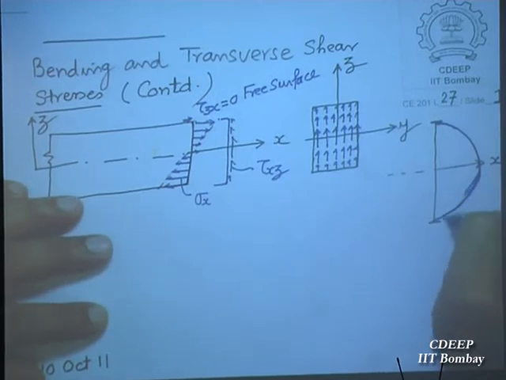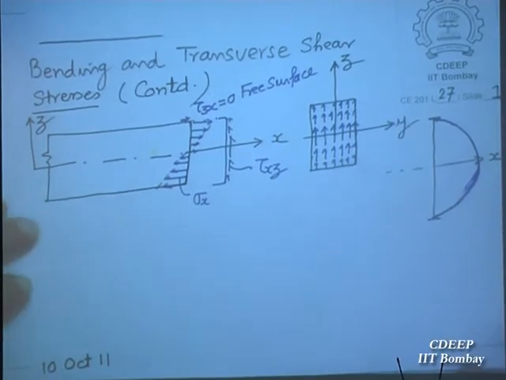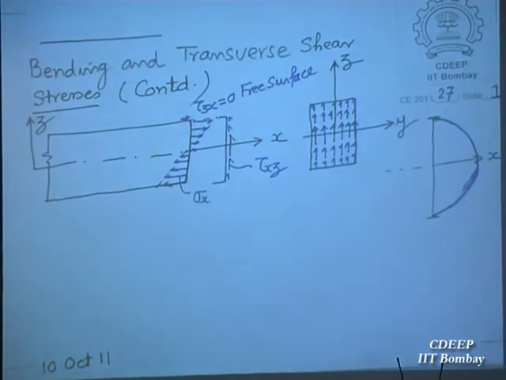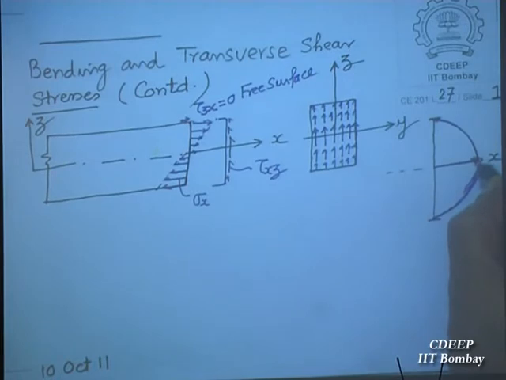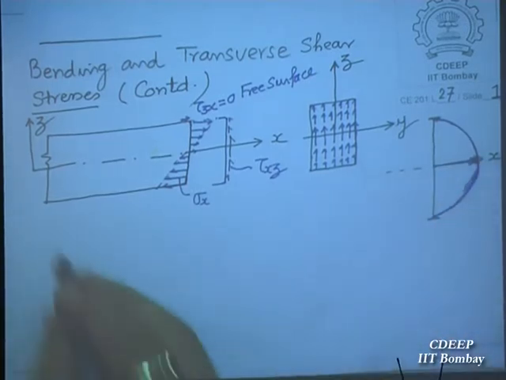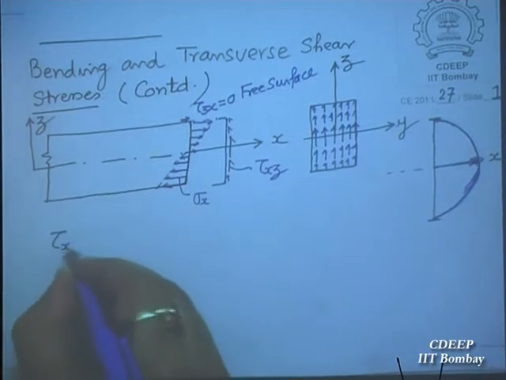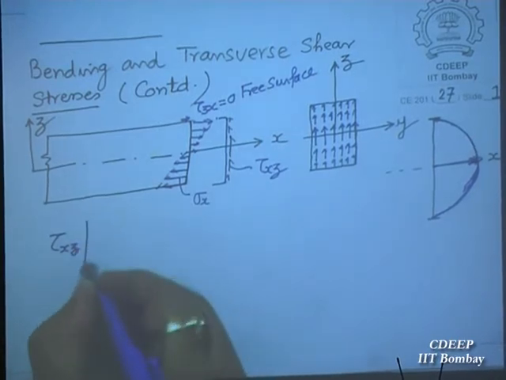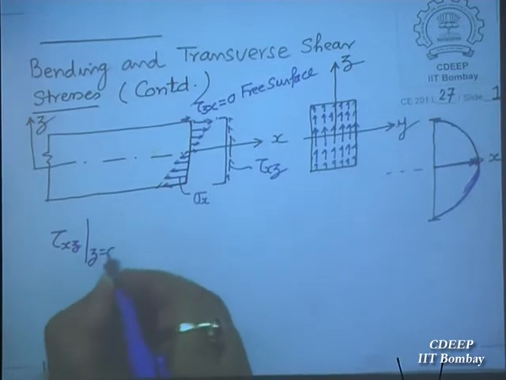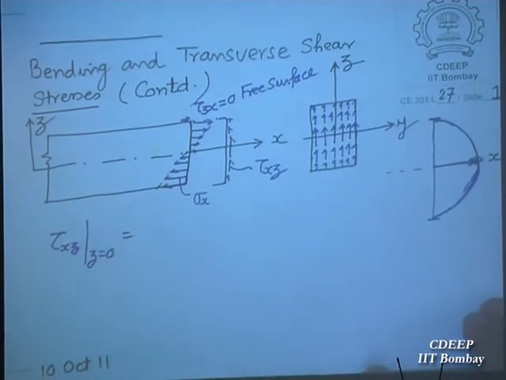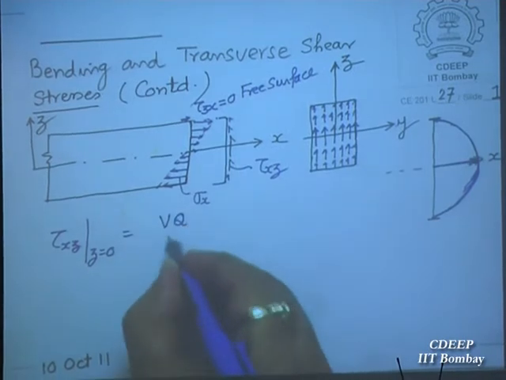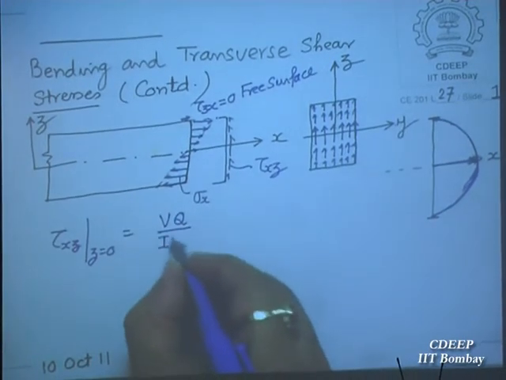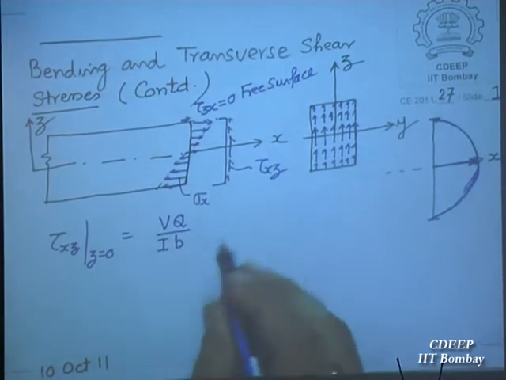Now what is the maximum value of shear stress? This ordinate from here to here, what is this value? Quickly tell me, what is shear stress tau xz? We have done it last time, at z equal to 0. What is the value? It is VQ by IB. Everything is constant.